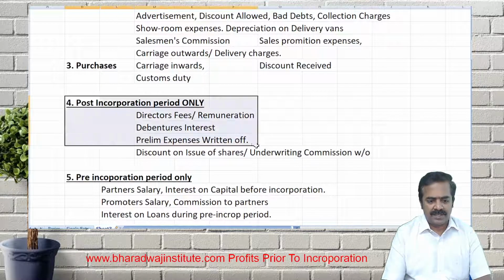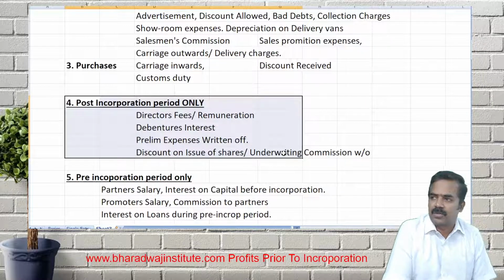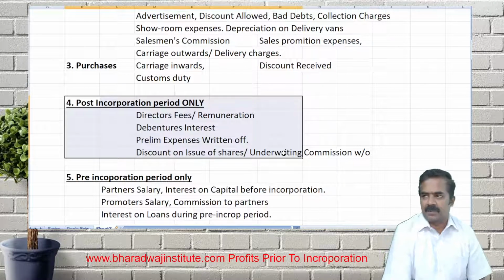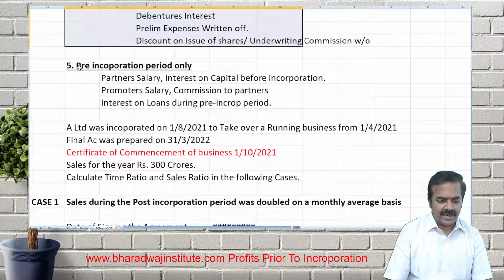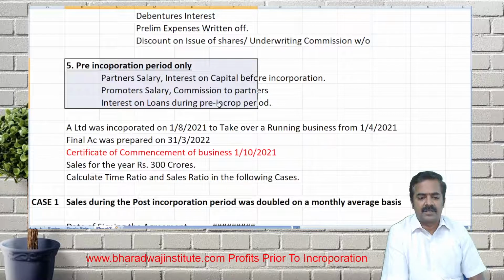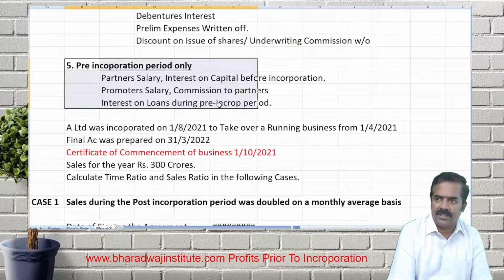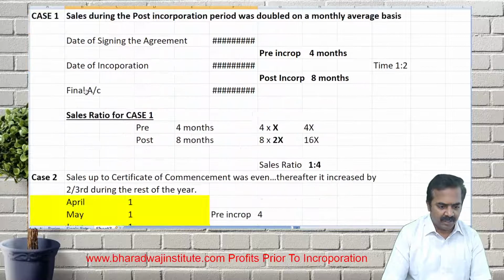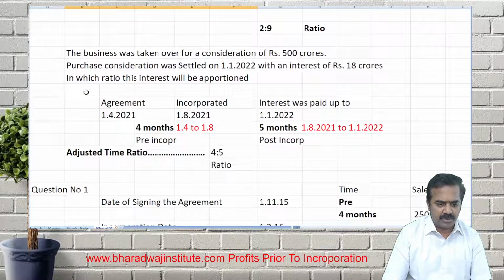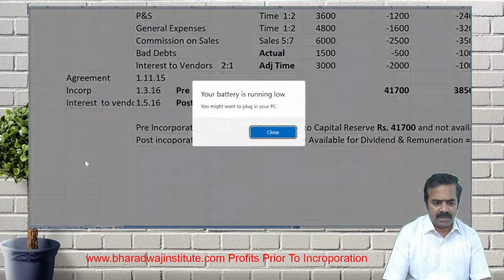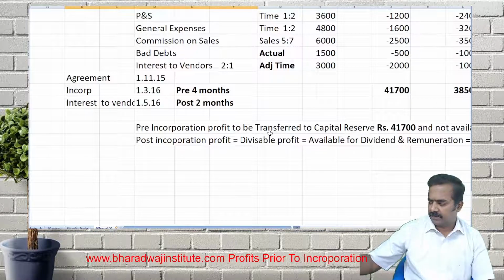Purchase ratio. Certain expenses come only during the post-incorporation period, like director's fees, debenture interest, preliminary expense written off, all those things. Certain expenses arise only during the pre-incorporation period, like the persons who are taking care of the business before incorporation are paid the salary, commission, interest on loan during the pre-incorporation period, all these things. Okay, we have seen based on the time ratio, sales ratio, various problems, and we have done one question based on this pre and post incorporation profit.